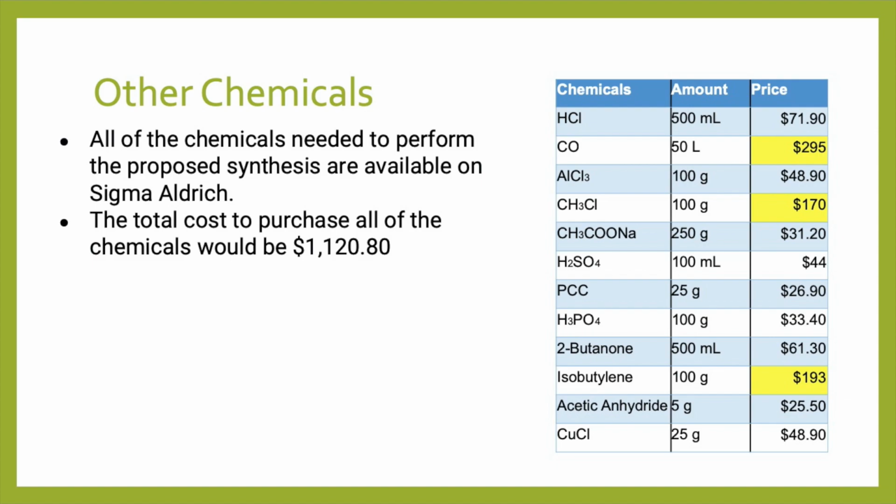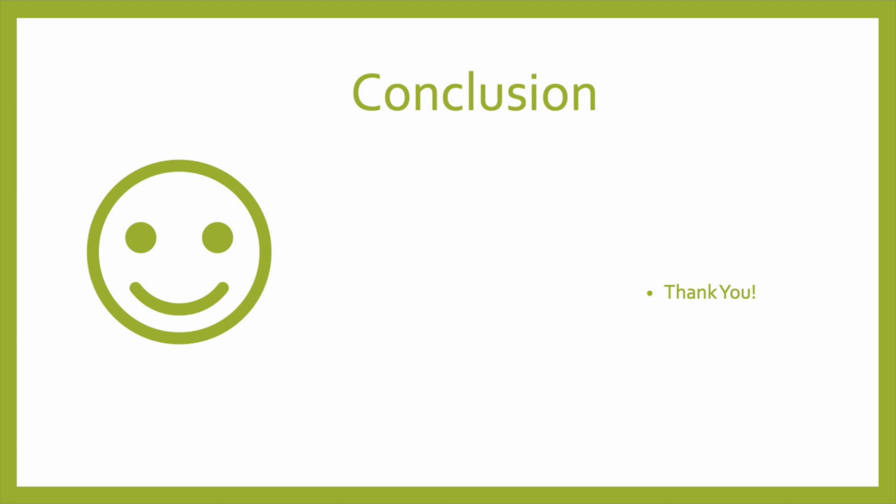In this slide, we have included a table listing out the prices of each of the chemicals needed to perform the synthesis. The total cost to purchase all of these chemicals from Sigma Aldrich would be about $1,121. In conclusion, throughout the course of this video, we introduced a new natural trialkyl substituted benzene derivative named Benwamycin E.